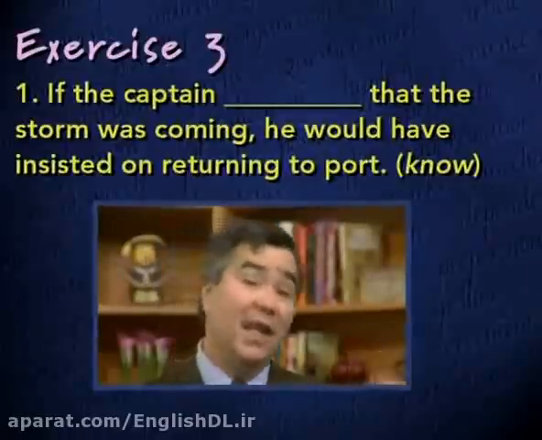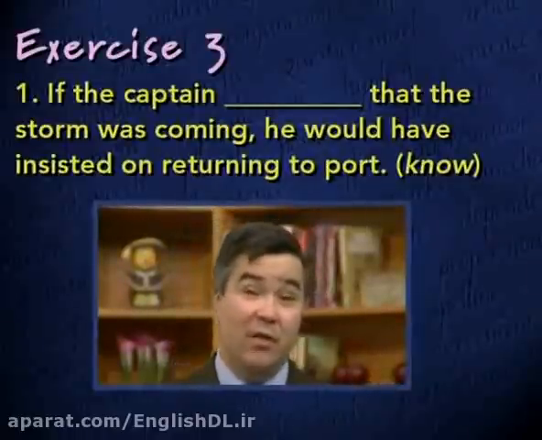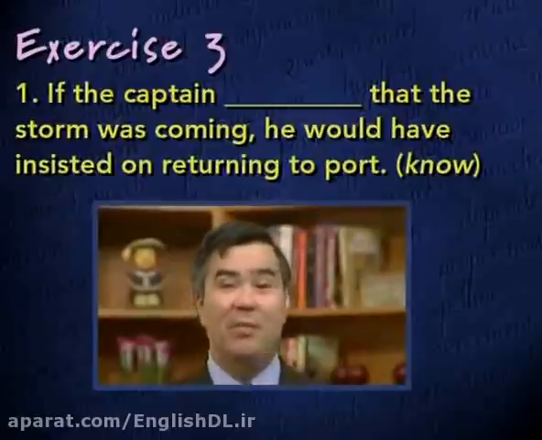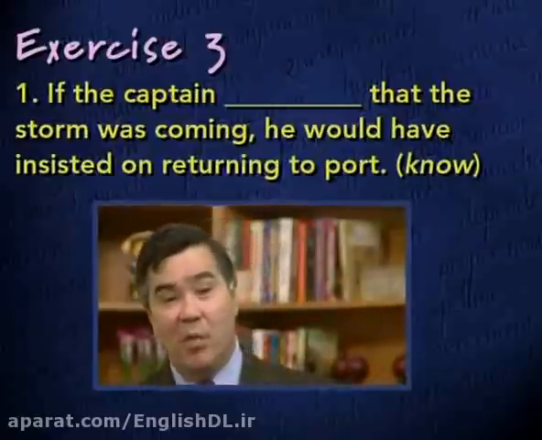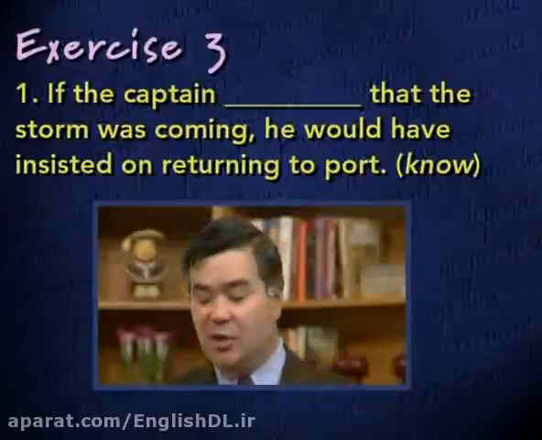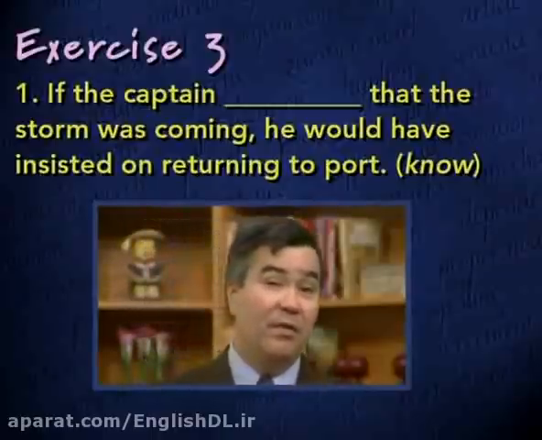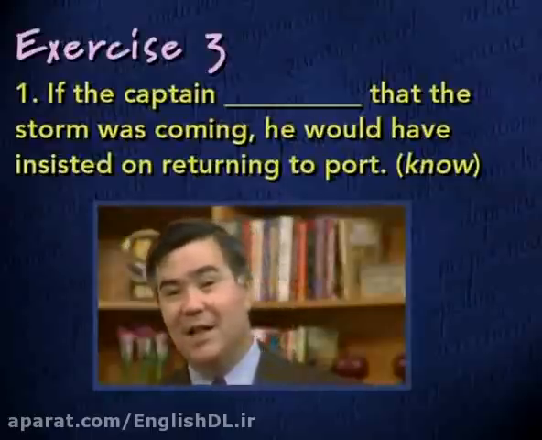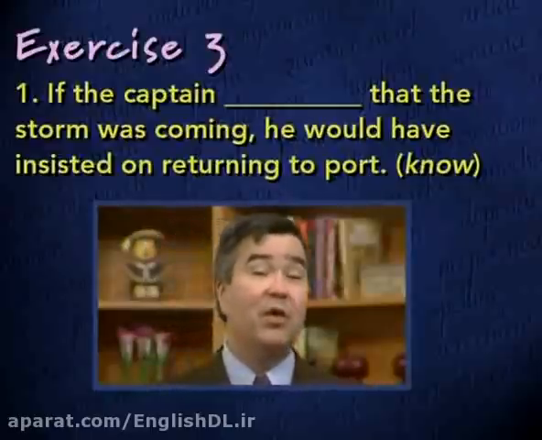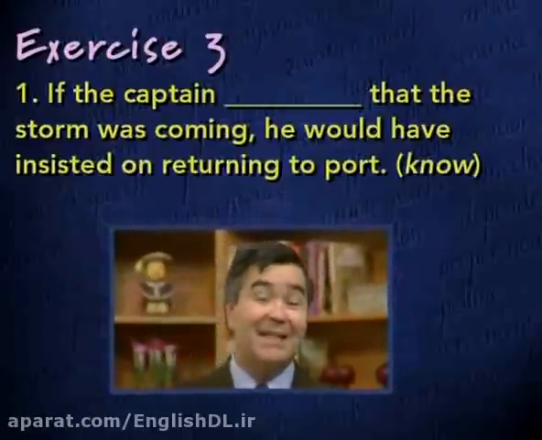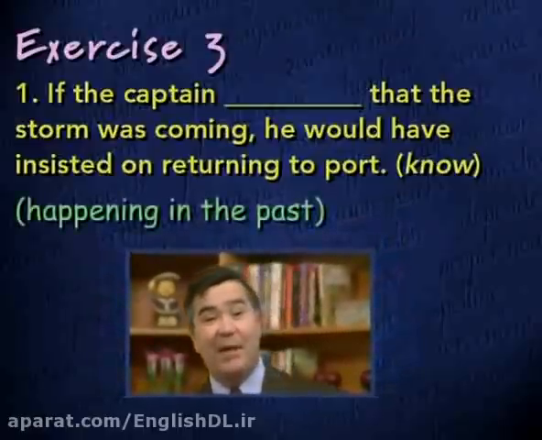The captain did not know that the storm was coming, so we're describing something that was unreal. His knowledge of the storm didn't really happen. We want to describe this then using the subjunctive mood. And remember, in order to determine the proper form of the subjunctive mood in a sentence like this, we need to know whether we're talking about something happening now or in the past. Well, in this case, the sentence is describing something happening in the past.